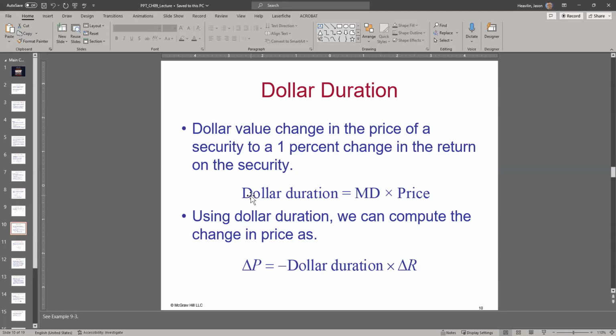So you see dollar duration instead of modified duration and price, it means you already have this piece of the calculation. So you can just take that piece, use it this way, and you still get the same number that you're looking for, which is the change in price.